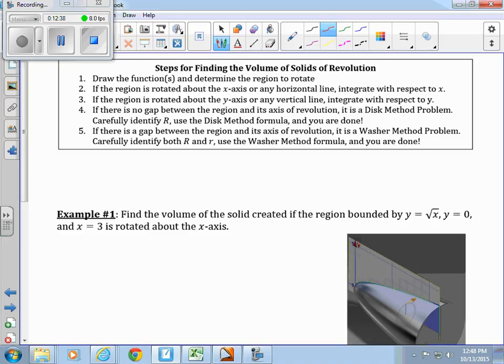Speaking of, we can probably generate the volume formula. Next, we have donuts. We can do a donut out here.